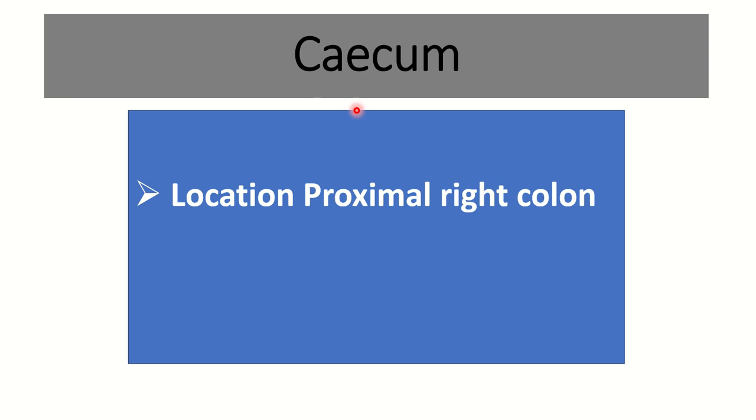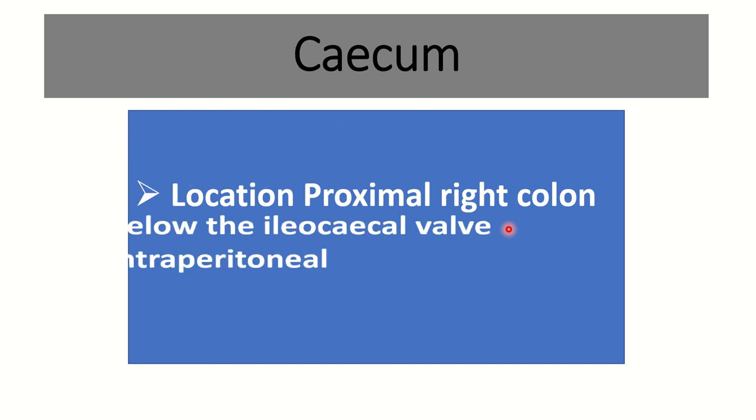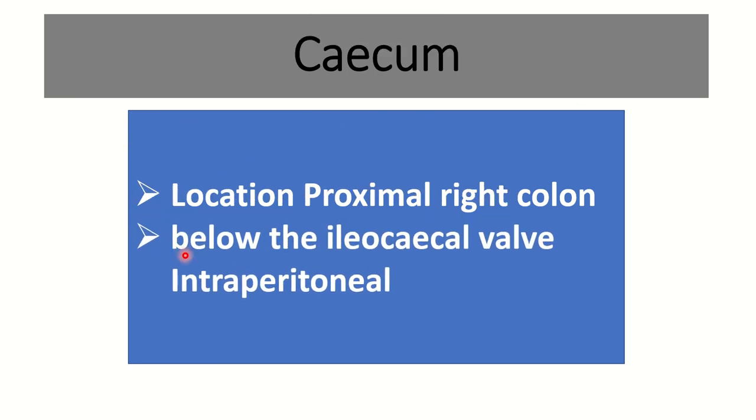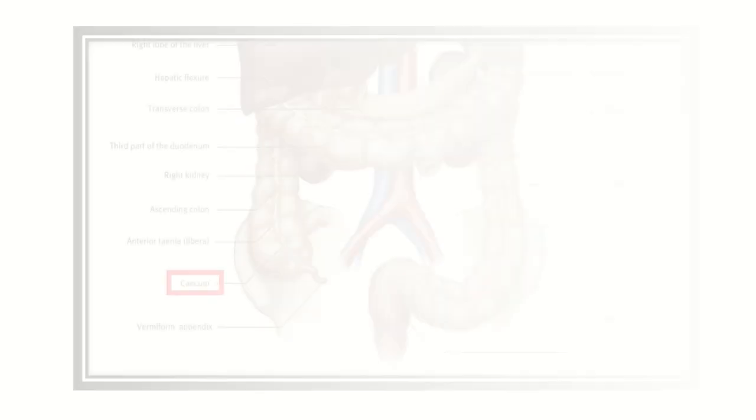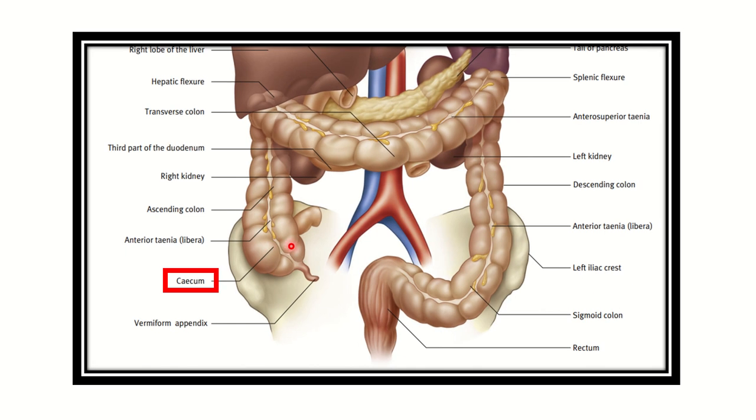So the cecum is part of the large intestine and part of the right colon, and it is located in the right side of the abdomen. It is the first part of the colon. It lies below the ileocecal valve, and it is intraperitoneal. Here we can see this is the cecum, and the cecum is located just below the ileocecal valve.